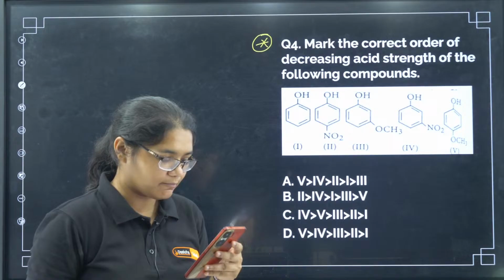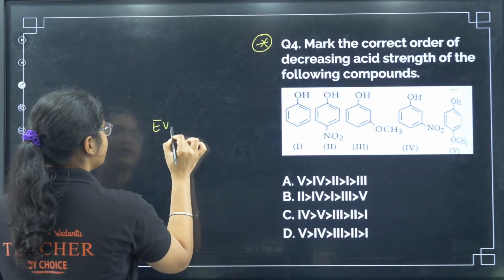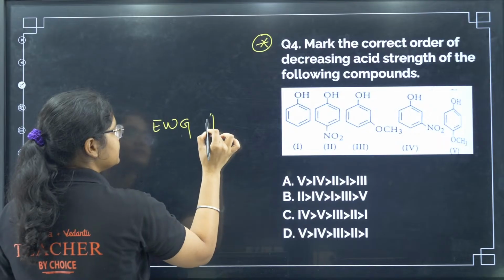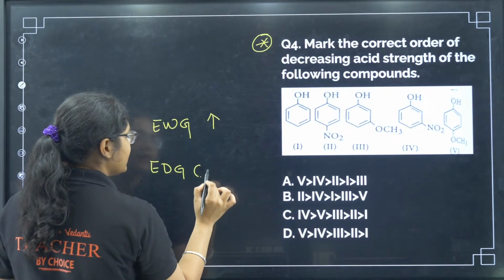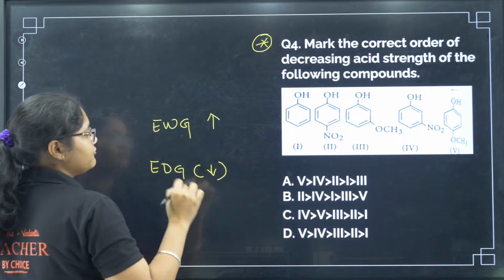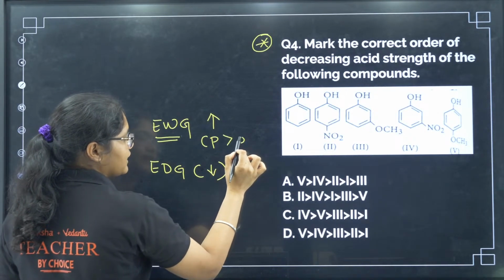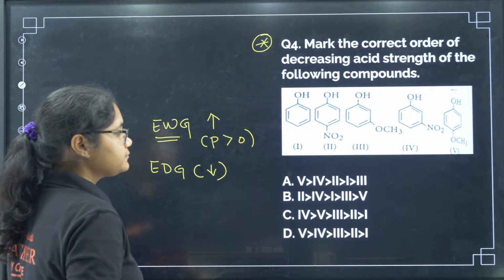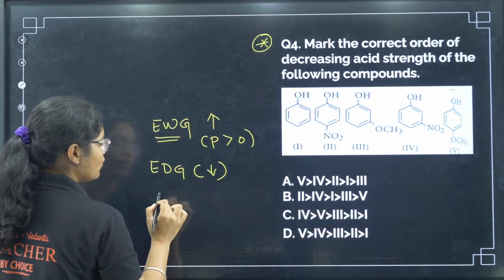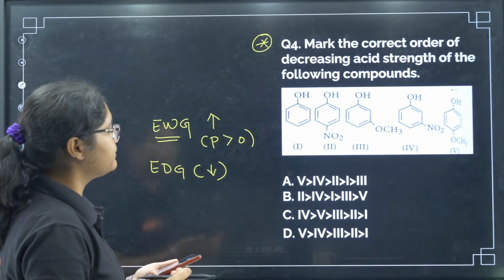Okay, so you have to find the decreasing order of acidic strength. So you know, if I have an electron withdrawing group, then acidity will increase. If I have an electron donating group, then acidity will decrease. Apart from this, an electron withdrawing group at the para position will be more effective than at the ortho position. Let me first see how many of you have answered it correctly. 4B, all of you are telling.